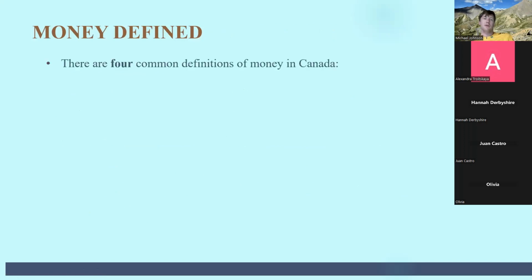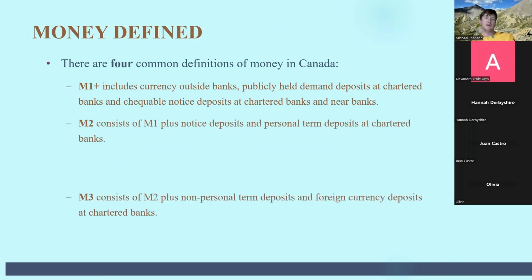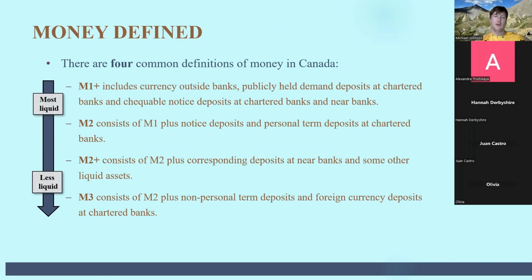So money defined. There are 4 common definitions of money in Canada. M1 plus includes currency outside banks, publicly held demand deposits at charter banks, and checkable notice deposits at charter banks and near banks. M2 consists of M1 plus notice deposits and personal term deposits at charter banks. M3 consists of M2 plus non-personal term deposits and foreign currency deposits at charter banks. M2 plus consists of M2 plus corresponding deposits in near banks and some other liquid assets. So the most liquid is M1 plus, and the least liquid is M3.